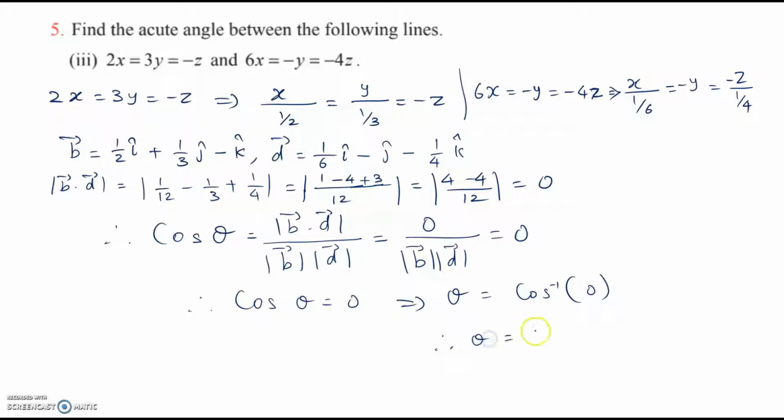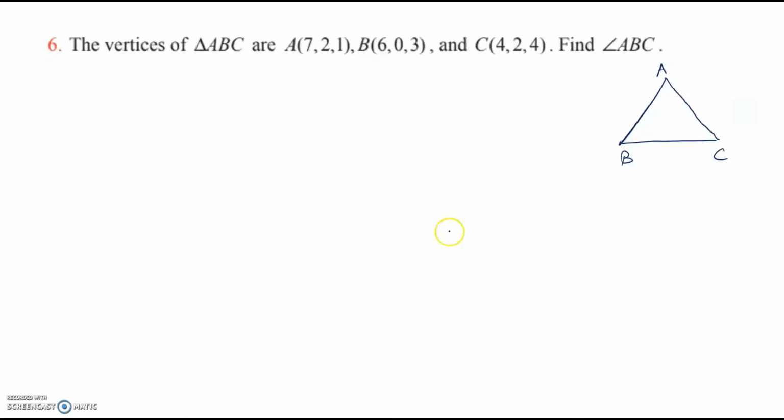Therefore, theta is equal to pi by 2. That's the answer. Question number 6. The vertices of triangle ABC are A (7, 2, 1), B (6, 0, 3) and C (4, 2, 4). Find the angle ABC. So you are given the vertices A, B and C. You need to find the angle ABC.